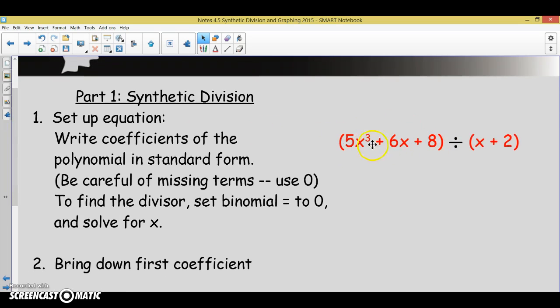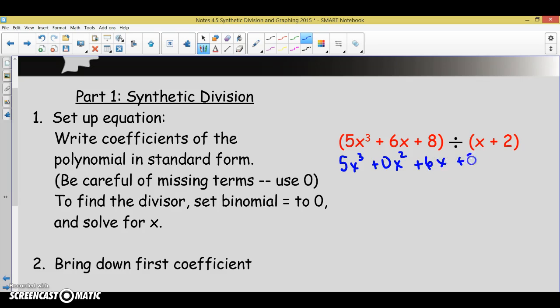Okay, so we're given the problem 5x cubed plus 6x plus 8, and we're dividing it by x plus 2. To set up our problem, the first thing we need to be careful about is any missing terms. I have a 5x cubed, but what I'm missing is the x squared. So if you want to rewrite it, you can add in the 0 with the x squared. Because now when we write our coefficients, we have the 0 there. We definitely have to include it when we write it.